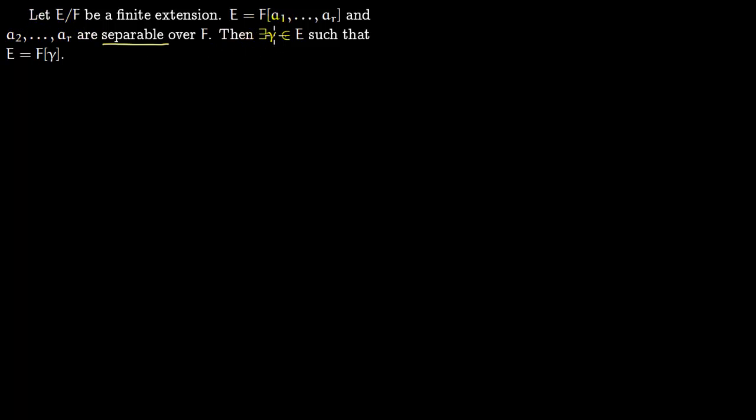Then there exists gamma in E. So there is some element gamma in E such that you can rewrite E as F adjoined gamma. That is, you can forget about all these elements and just replace them by a single element. That is why it is called the primitive element theorem. You are replacing a number of such elements with a single element. The proof is divided into two parts.